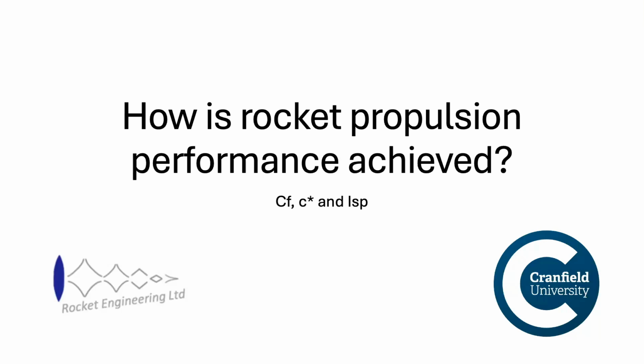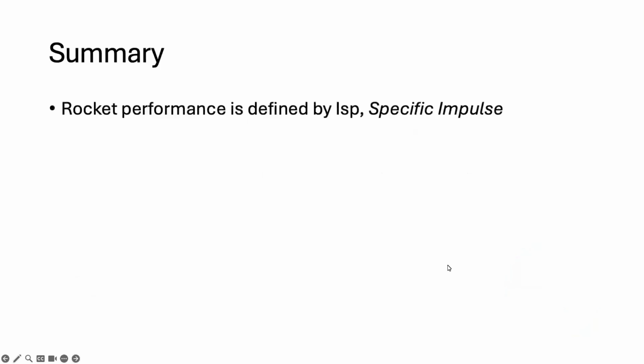This class is going to help you understand how rocket propulsion performance can be achieved and how ISP, or specific impulse, relates to two key parameters that we try and optimize and measure: CF, thrust coefficient, and C star. In this class, we'll cover how rocket performance is defined by ISP, and what that means for going into orbit.